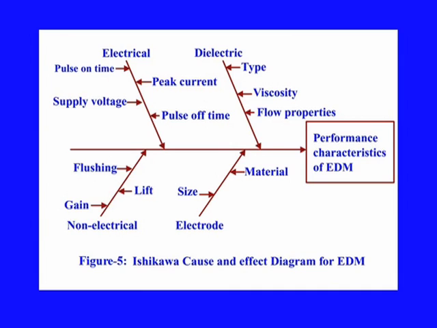Now, let us look into the process parameters in the WEDM process. These process parameters are shown in this familiar figure. They are grouped into 4 main categories: electrical parameters, which are pulse on time, supply voltage, peak current and pulse off time; dielectric based parameters like type of dielectric, viscosity and flow properties; other non-electrical parameters like gain, flushing and lift; and electrode based parameters, which are the size of the electrode, the material of the electrode, conductivity of the electrode and so on.